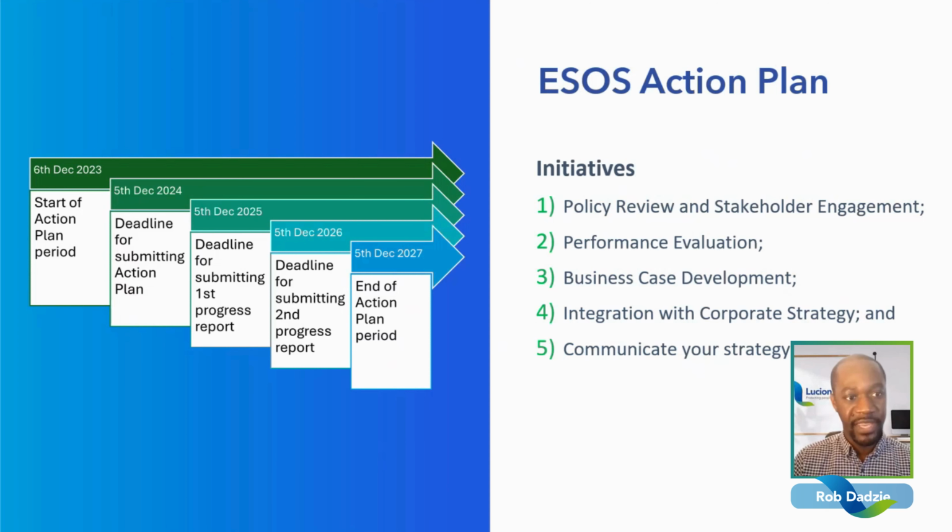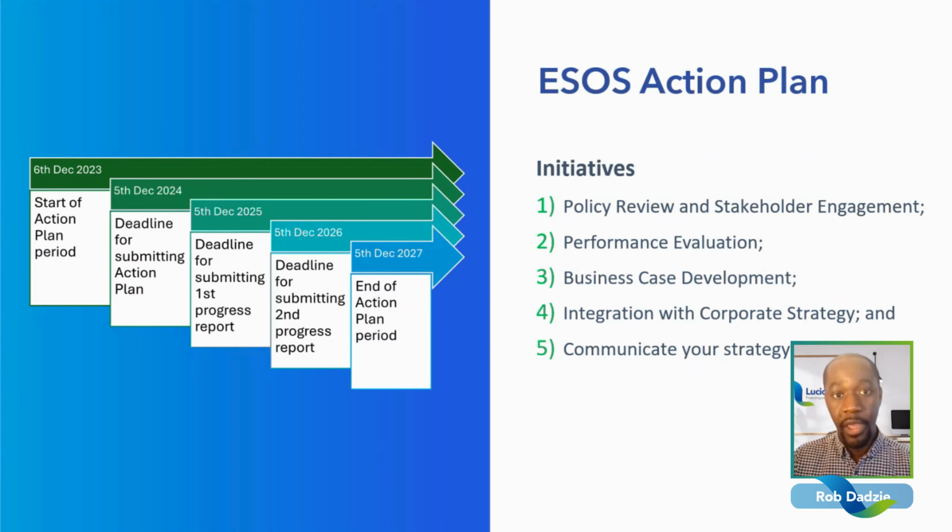So the start of the energy action plan period is the 6th of December 2023. The action plan itself has to be submitted by the end of this year, the 5th of December 24. The first progress report has to be submitted the very next year, so the 5th of December 25. The second progress report the year after, so the 5th of December 26. And the end of the action plan period is the 5th of December 2027 in preparation for what will be phase 4, which is already under consultation.